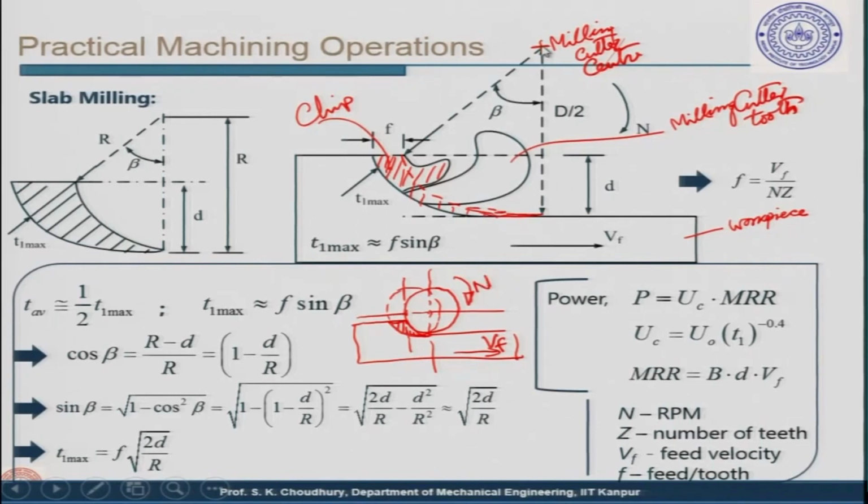Now, d by 2 is the radius of the milling cutter, capital D being the diameter of the milling cutter. As you understand, from here to here is also d by 2, the radius of the milling cutter, because this is one position of the milling cutter. In that case, this is d by 2, and this is also d by 2, because this is moving.